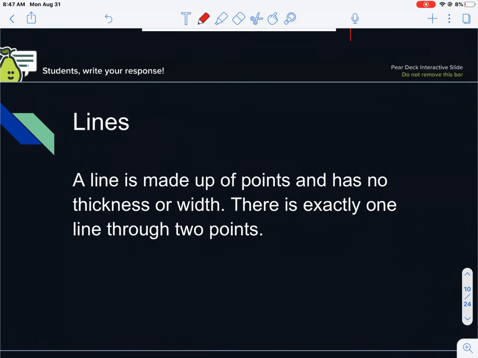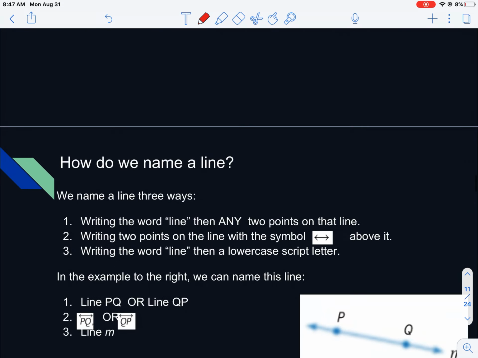A line is made up of points. So a line consists of points, right? That's what it is. It has no thickness or width, and there's exactly one line through 2 points. So anytime you see 2 points, you can draw a line through it. Okay, that's just an interesting tidbit there. So remember, if a point doesn't have a size and a line's made up of points, a line can't have a size either, right? No thickness, no width. And it goes on forever.